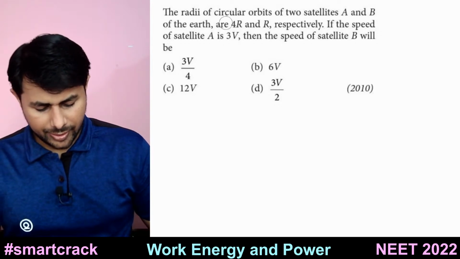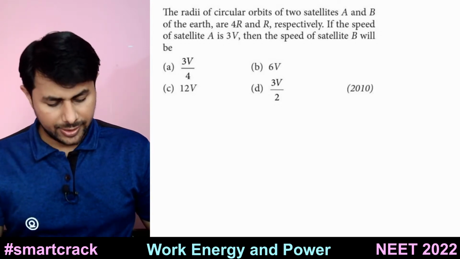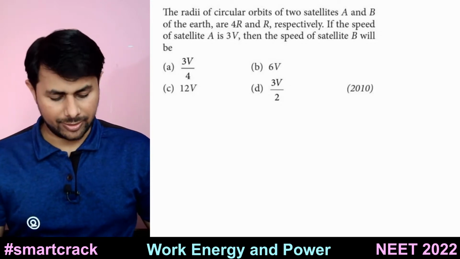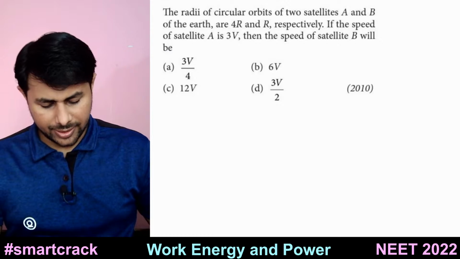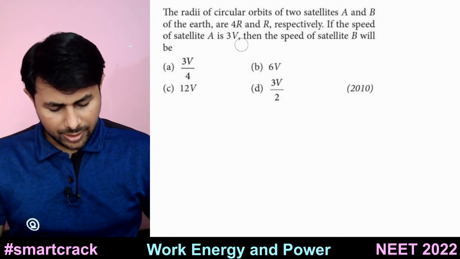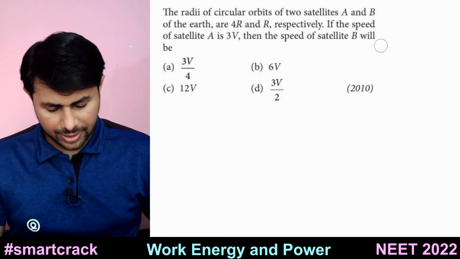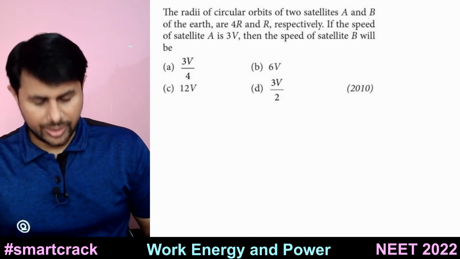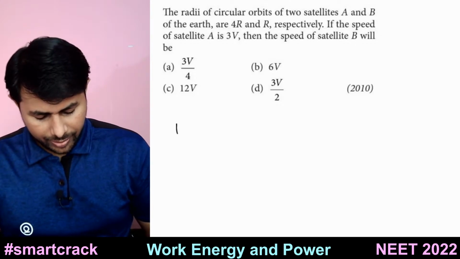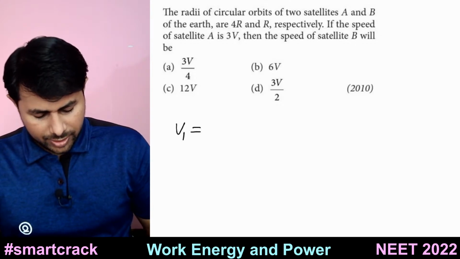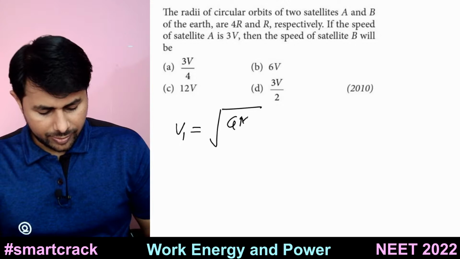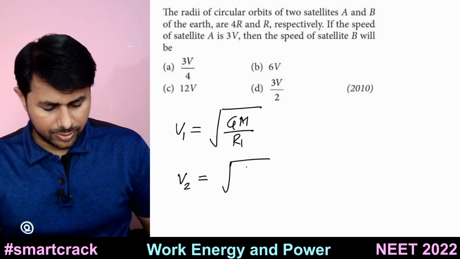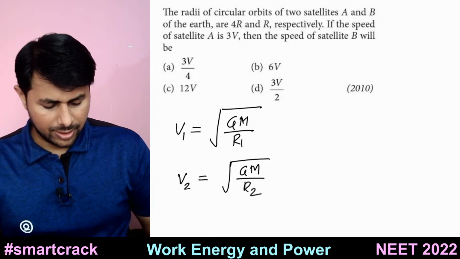The radii of circular orbits of satellites A and B of Earth are 4r and r respectively. If the speed of satellite A is 3v, then the speed of satellite B will be? So this is again a straightforward question. For satellite 1, what can we write? v1 equals the square root of GM over r1. v2 will be equal to the square root of GM over r2.